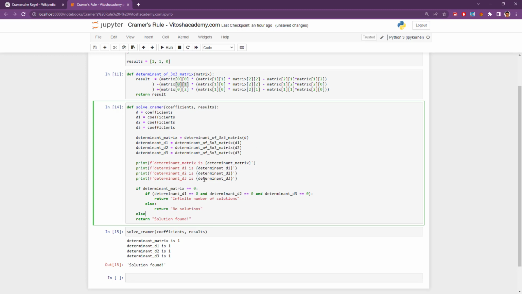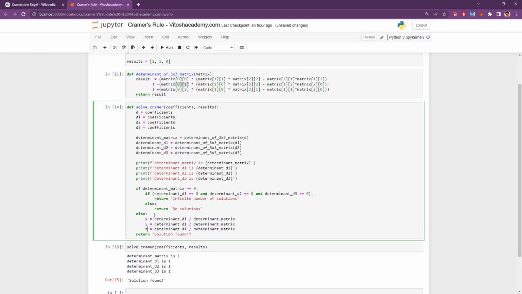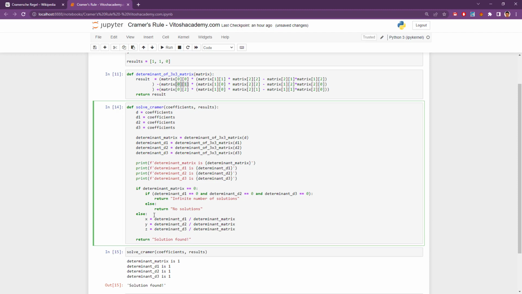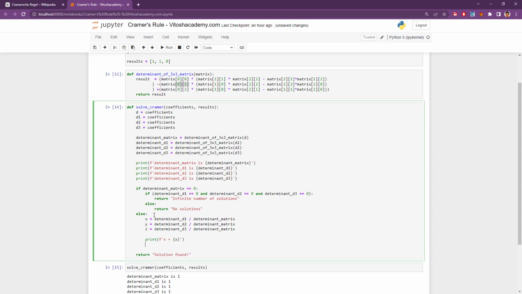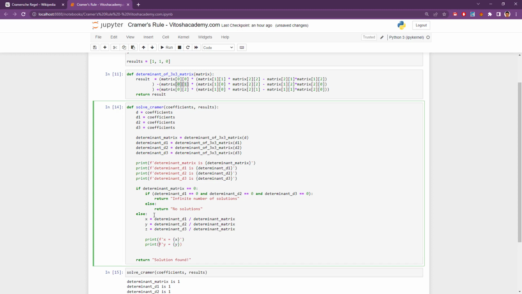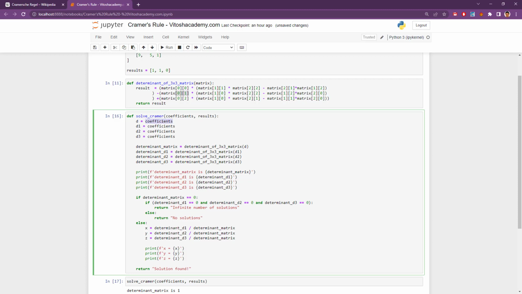And if the determinant matrix, this one, is not 0, we will be returning x equals determinant D1 divided by determinant matrix. y and z would be determinant D2 and determinant D3. And then at the end we should print something. X equals x, y equals y, and for z it's pretty much the same. Let's see whether it will work. Everything works, and the last thing that we should do is write the coefficients.